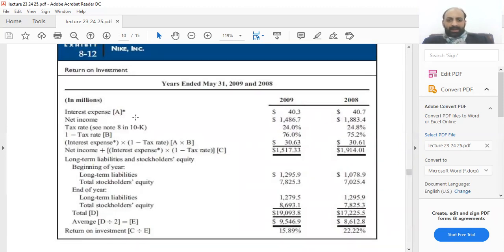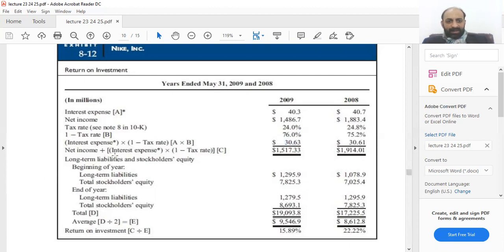Your interest expense is 40.3 million for 2009. Your net income is 1486.7 million. What is your tax rate? For that, you have to look at the notes as well. Normally, the tax rate is given in the notes which accompany your financial reports. So the tax rate is 24%, and your one minus tax rate obviously will be 76%. Now, when you calculate interest expense times one minus tax rate, you get 30.63.